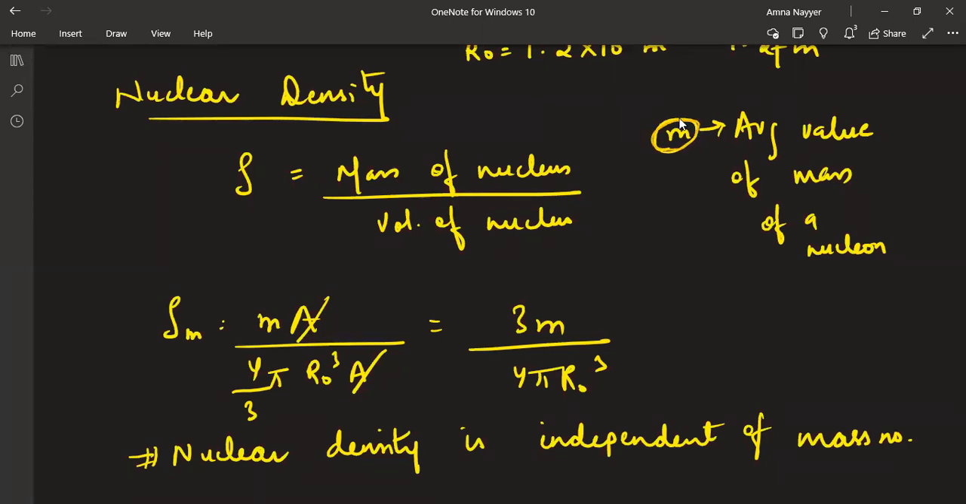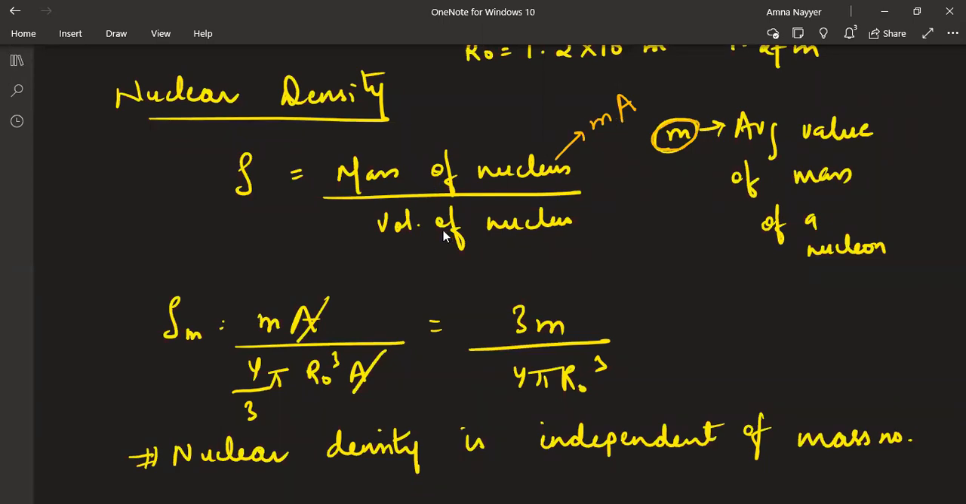This is, let's say, the average mass of nuclei. Now, why have we taken average mass? Because nuclei can be different. Different elements will have different nuclei, so we have taken an average as m. So what will be the mass? m is the mass of a single nucleon, so we multiply it by A, the mass number, to get the entire mass. So mass of nucleus will be small m into A, where A is the mass number and m is the average mass of a single nucleon.